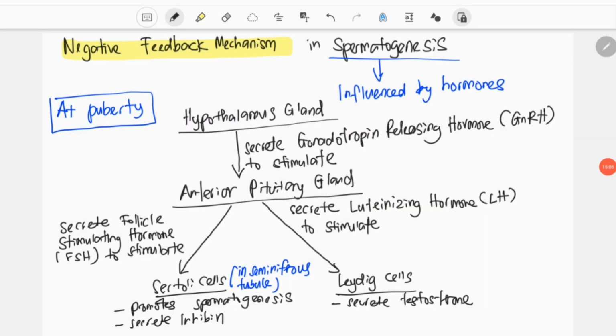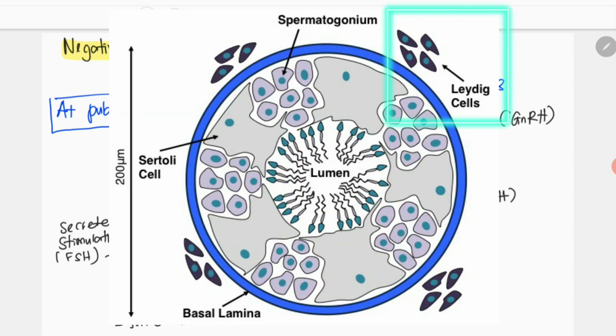Next, at the same time, the LH secreted by the anterior pituitary gland pun akan stimulate another group of cells known as Leydig cells. So kalau tadi FSH stimulate Sertoli cell, LH stimulate Leydig cell. So Leydig cell ni pun kita jumpa di dalam testis, cuma bukan di dalam seminiferous tubule. So Leydig cell can be found in between the seminiferous tubule.